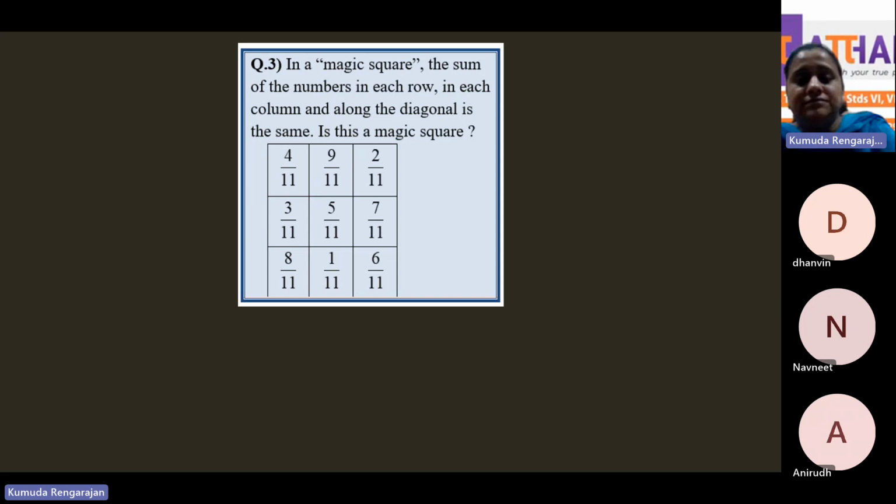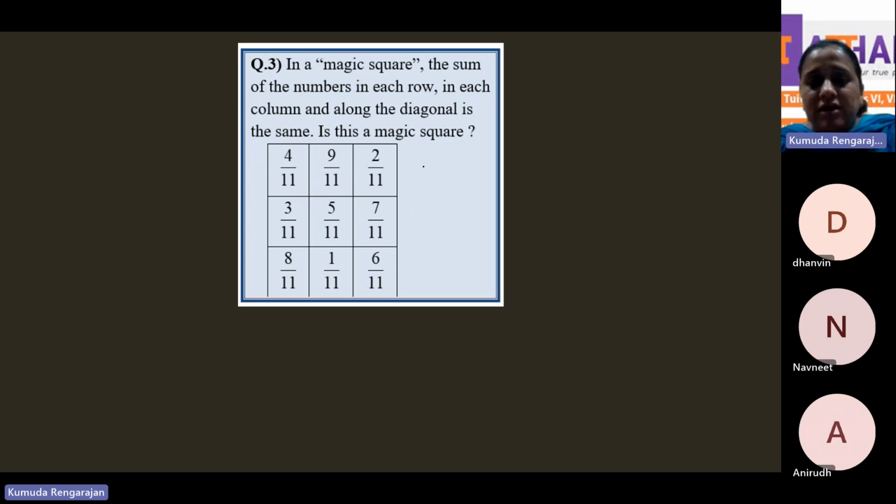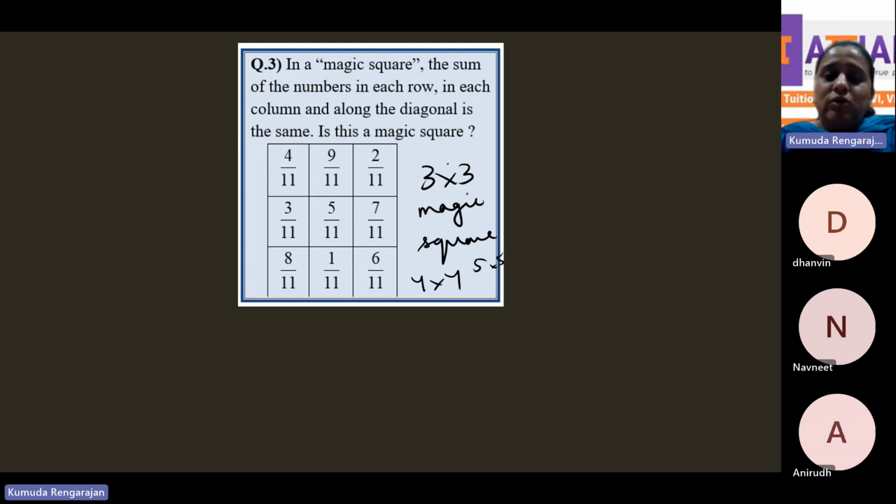Look at this one. In a magic square, see, that's the explanation of a magic square. In a magic square, the sum of the numbers in each row, in each column, and along the diagonal is the same. That is when you call a square a magic square. Now this one is a 3 by 3 magic square. You can have 4 by 4 magic squares, 5 by 5, 2 by 2.